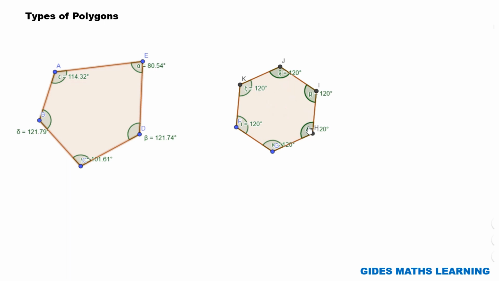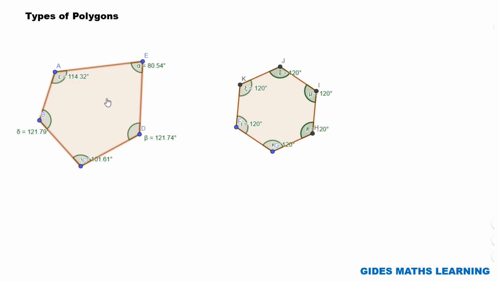Each interior angle is less than 180 degrees. Now, one thing that we should also look at is that for convex polygons, all the vertices are pointing outside the center. Now, the center of this polygon will be here, and all the vertices are pointing away from the center. The same thing applies to the regular hexagon. All the vertices are pointing away from the center.